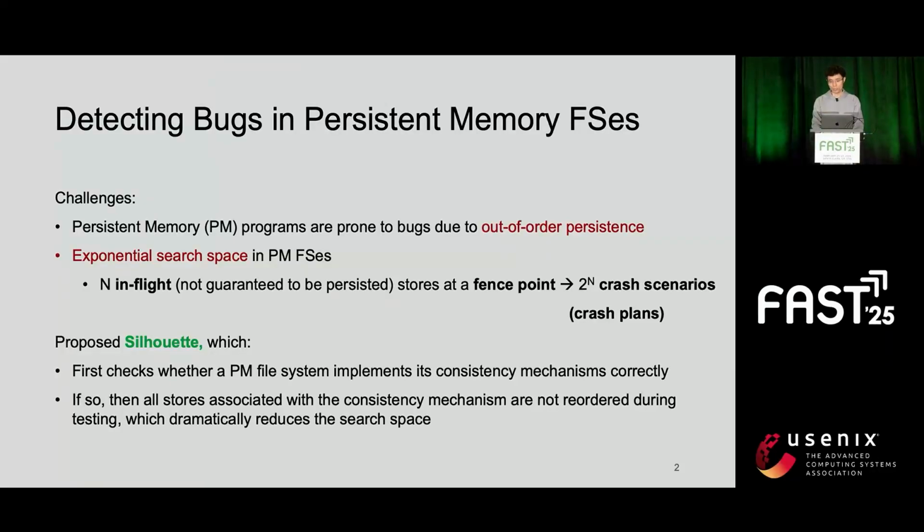To address this, we propose Silhouette. It first checks whether a P-memory file system implements its consistency mechanism correctly. If so, then all stores associated with these consistency mechanisms are not reordered during testing, so we can focus only on the rest of the stores and dramatically reduce the search space.